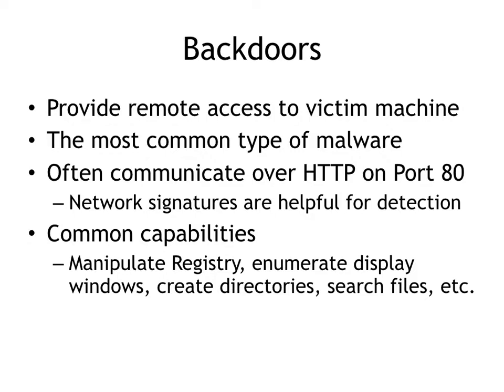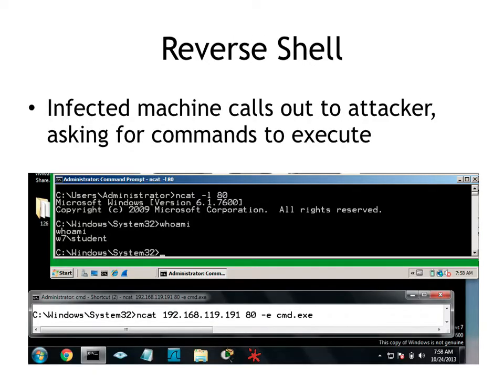Anyway, your backdoors can manipulate the registry, mess with Windows, create directories, and search the machine for files. And then there's the reverse shell, which is very common. You can make a reverse shell with just a few command line commands, like ncat or netcat. But this is one of the many ways to make a reverse shell. The infected machine calls out to the command and control server saying, please give me commands to execute, and the command and control server passes them in.